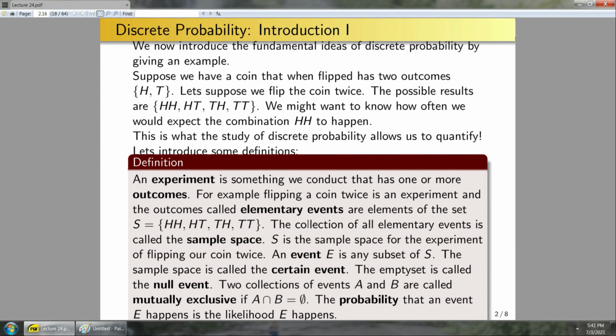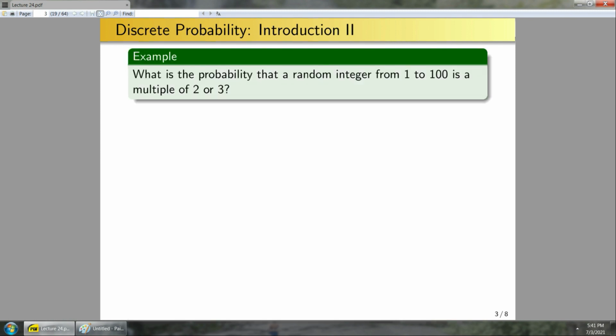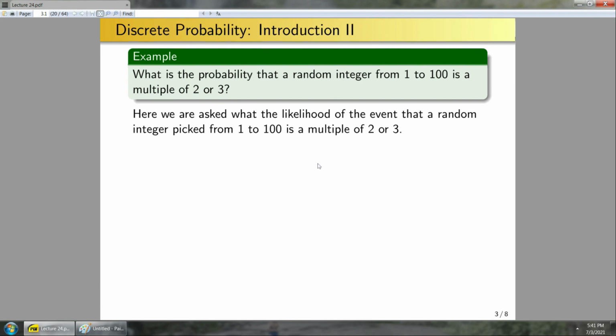Let's look at a couple of examples. What is the probability that a random integer from 1 to 100 is a multiple of 2 or 3? Here we're being asked the likelihood of the event that an arbitrary integer that I pick between 1 and 100 is a multiple of 2 or 3. To answer this, I need to know two things. How many ways can I pick an integer from 1 to 100? That's going to be my sample space. And how many ways can I pick a random integer from 1 to 100 such that it's a multiple of 2 or 3? That is going to be the event that I want to occur.